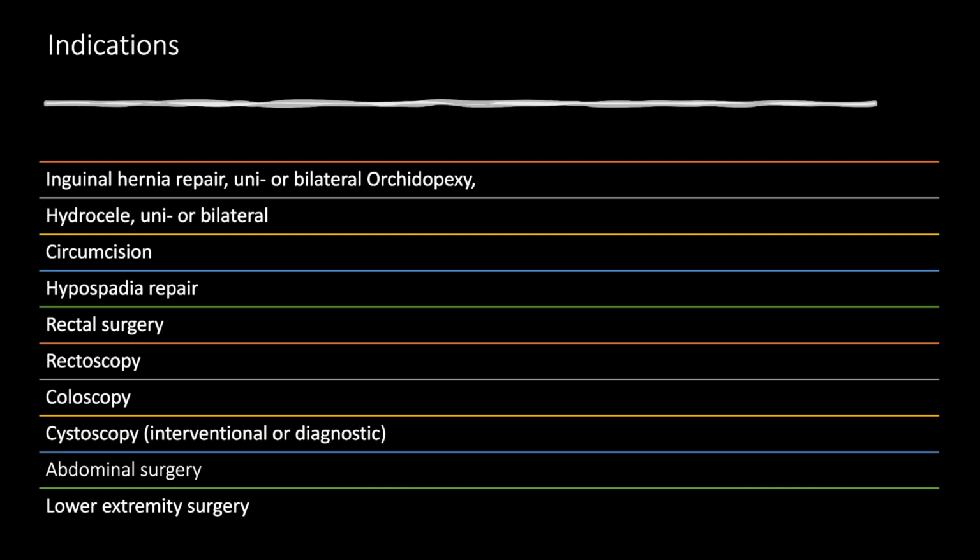Indications of caudal block. These are the few indications of caudal block: inguinal hernia repair, hydrocele, circumcision, rectal surgery, rectoscopy, colonoscopy, cystoscopy, and a few abdominal surgeries and lower extremity surgeries.